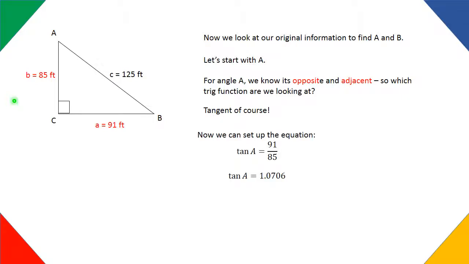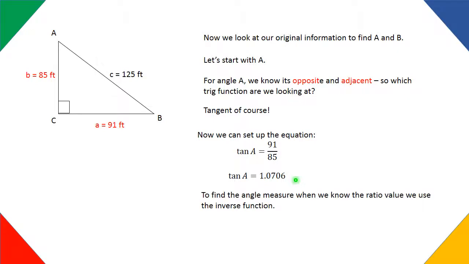So we set up our equation. The tangent of A is equal to its opposite over adjacent. And then when I simplify this fraction, I get 1.0706. And now, in order to find the angle measure, I have to use inverse tangent. So when I take the inverse tangent of that number, I get 47 degrees rounded to the nearest whole number.